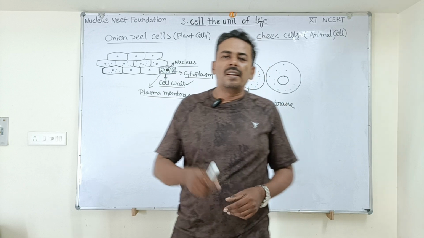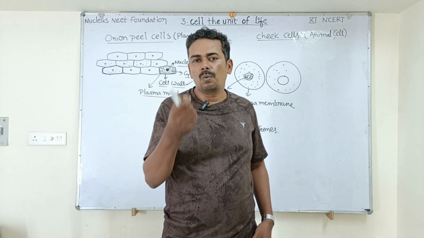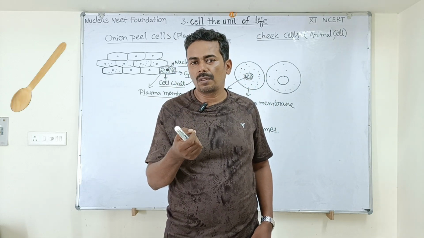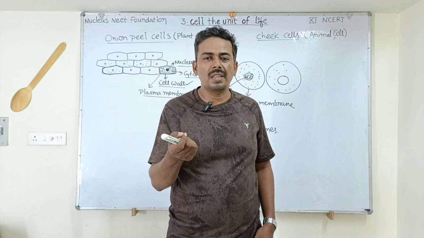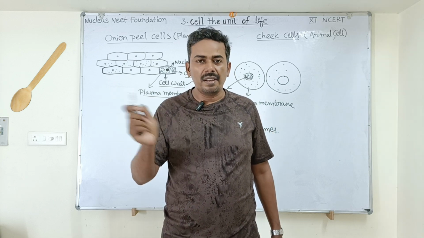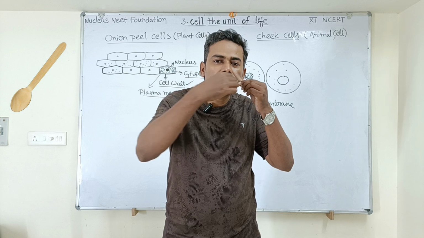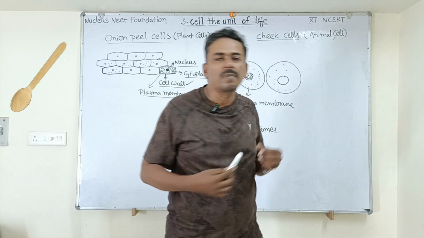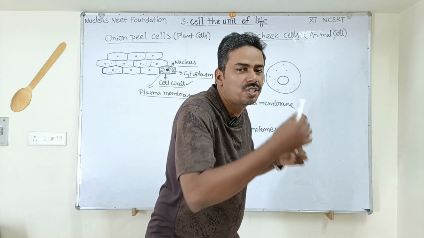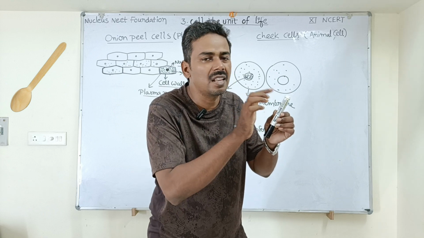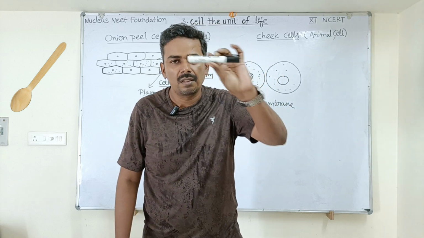Simple, students. Take a wooden spatula, an ice cream spoon, something like that. Thoroughly clean it, and afterwards insert that ice cream spoon into your mouth and scrape the inner walls of your cheek. When you scrape the inner walls of your cheek, then what happens? The epithelial cells will stick to the spoon.